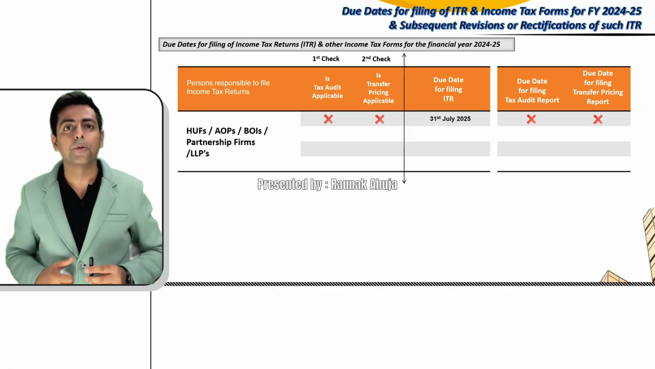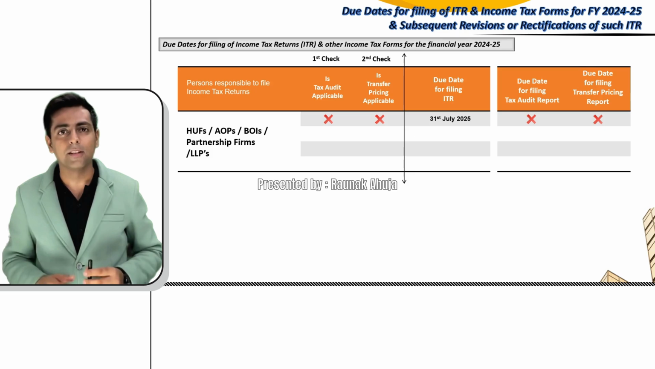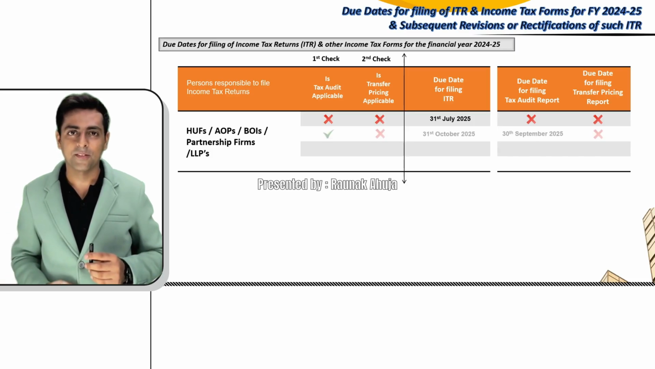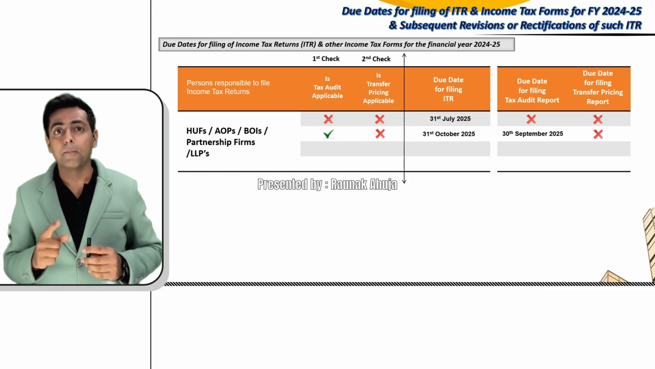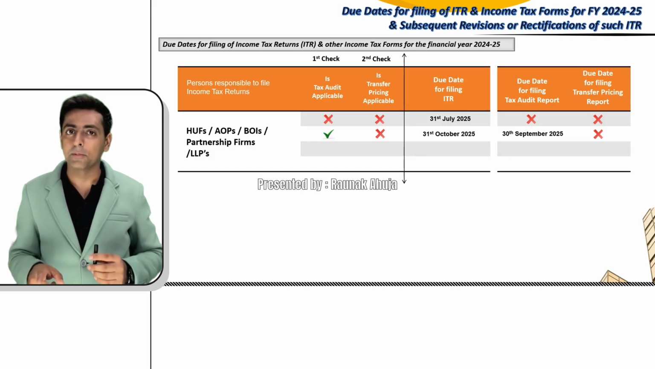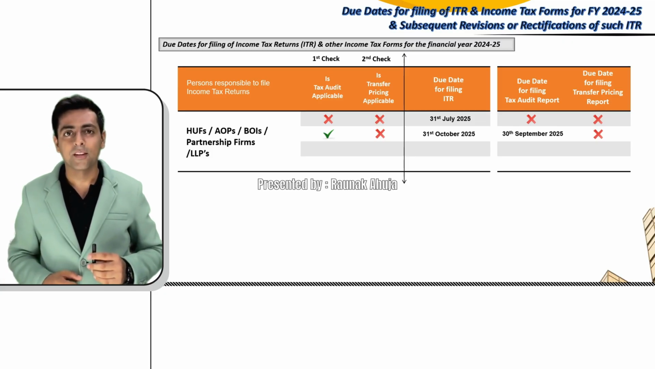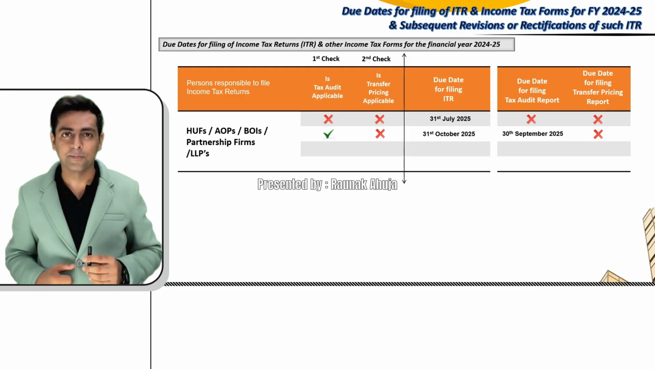If the tax audit report is not applicable and the transfer pricing report is also not applicable, then in such a case, the due date of filing of ITR would be the 31st of July. In the second case, where the tax audit is applicable but the transfer pricing is not applicable, then in such a case, the due date for filing of ITR would be 31st of October. And the tax audit report will have to be filed by the 30th of September.